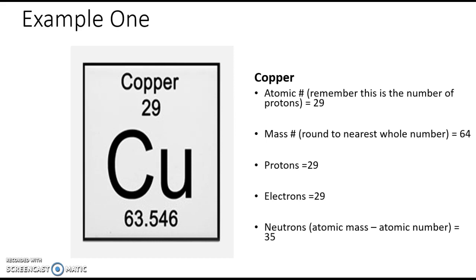The last thing we need to know is how many neutrons are in this element. So you take the atomic mass, which is 64, and you subtract the atomic number, which is 29, and that tells us that we have 35 neutrons.